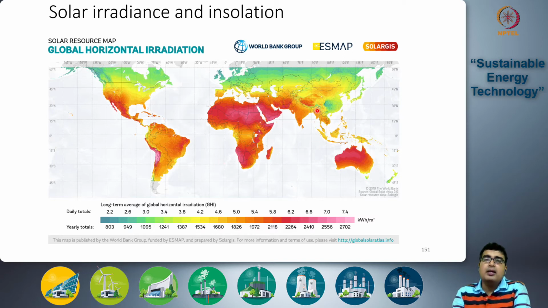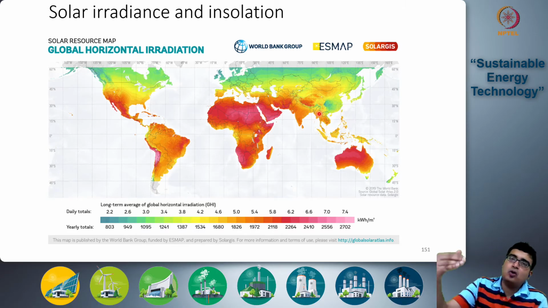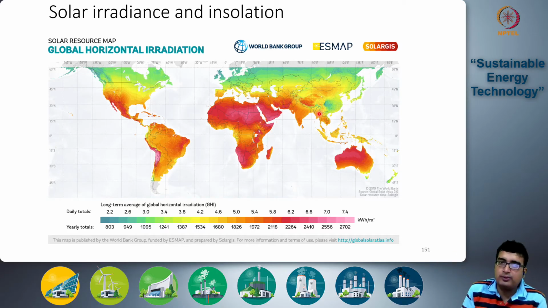India, because it has reasonably large cloud cover, is in the moderate zone, but still reasonably good solar energy values are available in India as well. The Tibetan Plateau, which is high and dry, even though it's cold, receives a lot of solar insolation. So that is also another good place where you get a lot of solar energy.